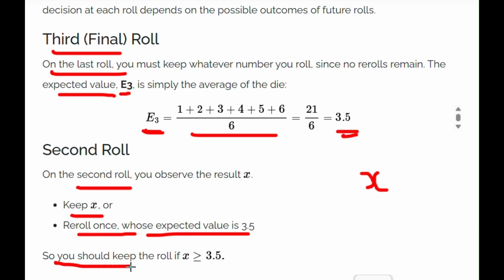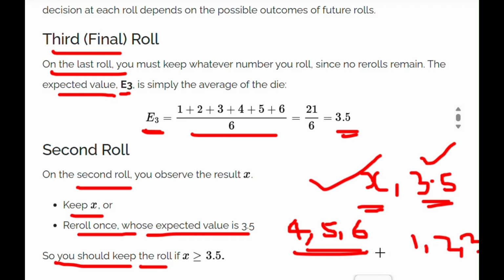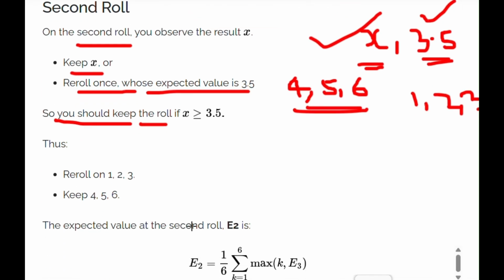So what should we do? We should keep the roll if it's greater than 3.5. We have the expected roll of the third turn, which is 3.5. If we get a value greater than 3.5 in the second roll, we take it. If not, we re-roll. So for values 4, 5, and 6, we take these values because these are greater than the expected value of the third turn. For values 1, 2, and 3, we should re-roll. So we re-roll on 1, 2, 3, and we keep 4, 5, and 6.